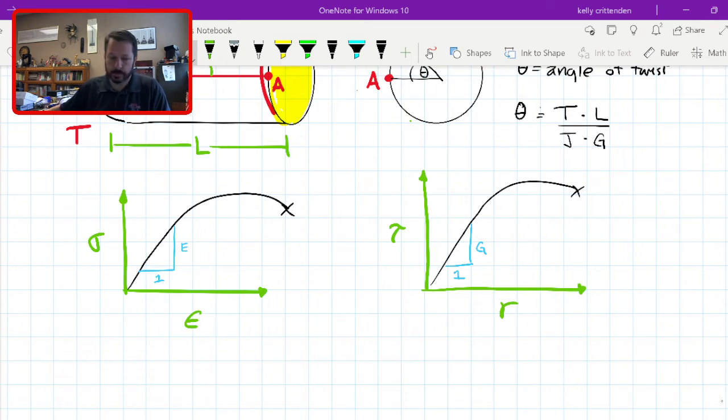All right, so we're over here, and we've got our equation, TL over JG. We need to put some numbers in it and solve for the angle of twist.